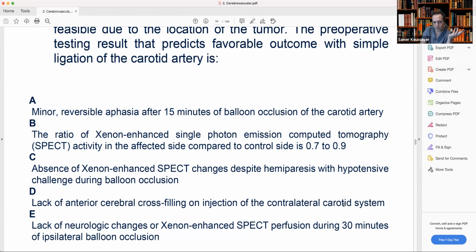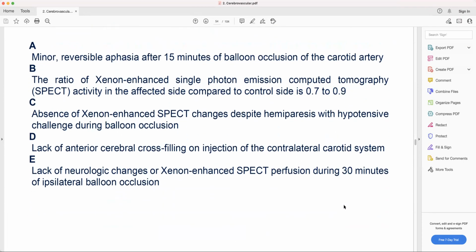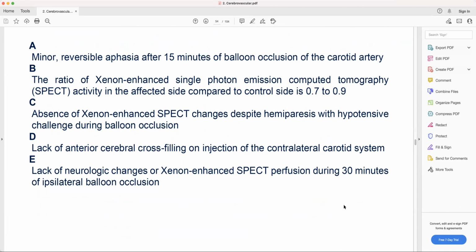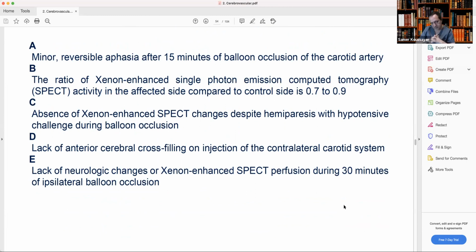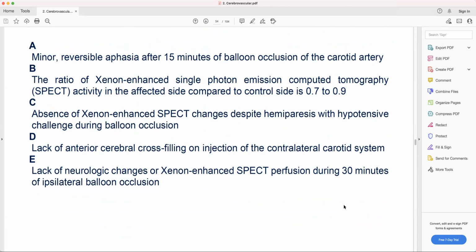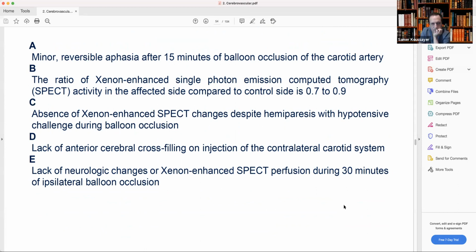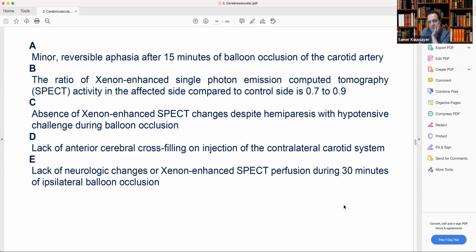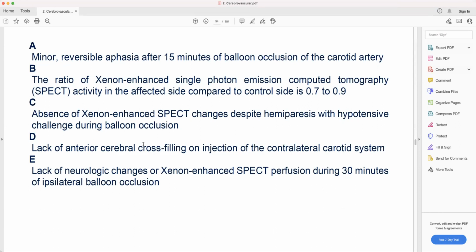It has to be the last one. So the lack of neurological changes or xenon enhanced SPECT perfusion during 30 minutes of ipsilateral balloon occlusion. So this is correct. If there are no neurological changes after 30 minutes, or the xenon enhanced SPECT perfusion test was negative, you don't have to do both. It is nice, you know.